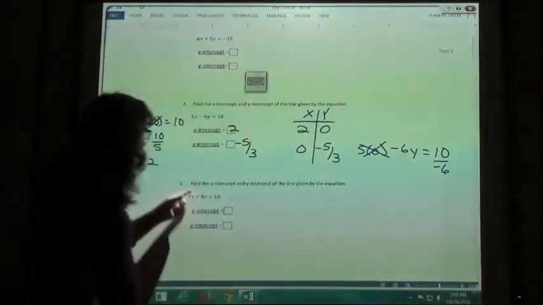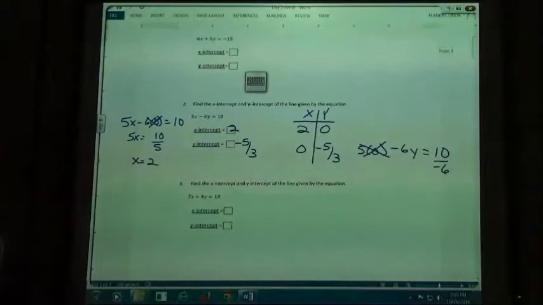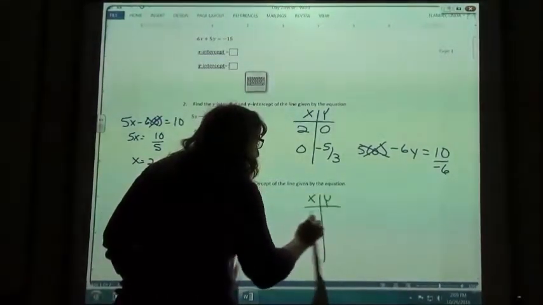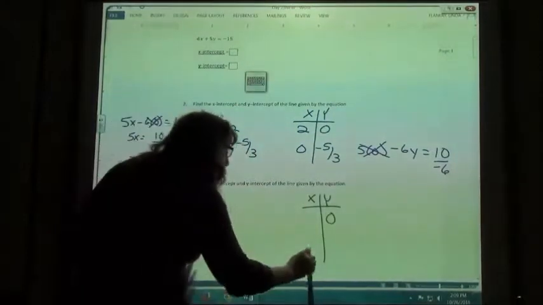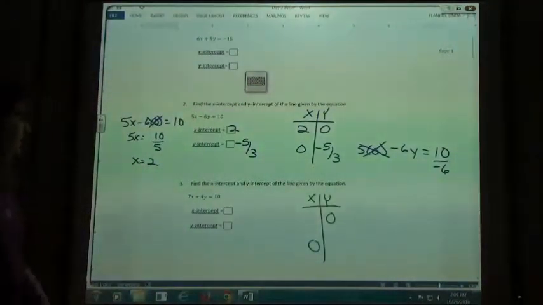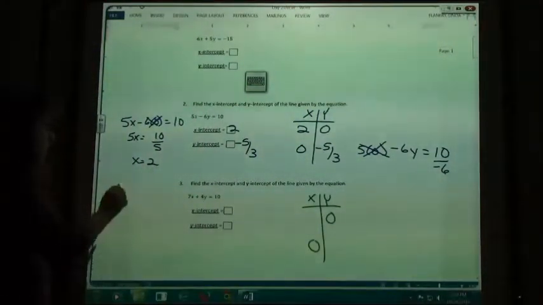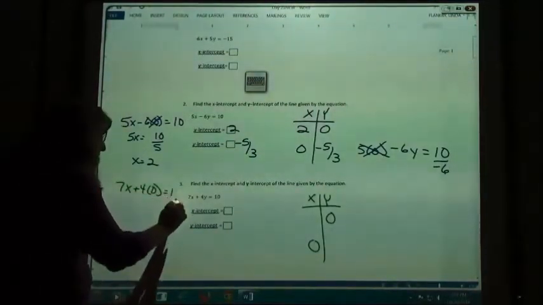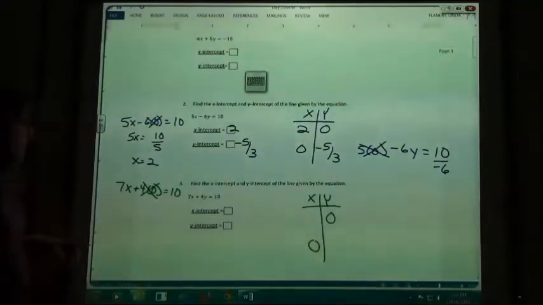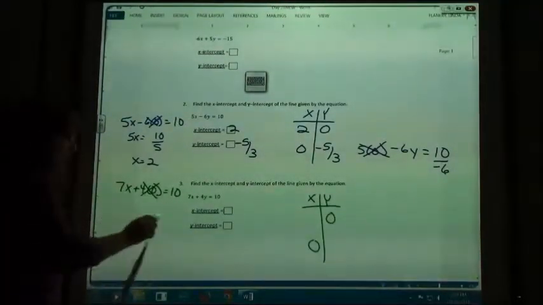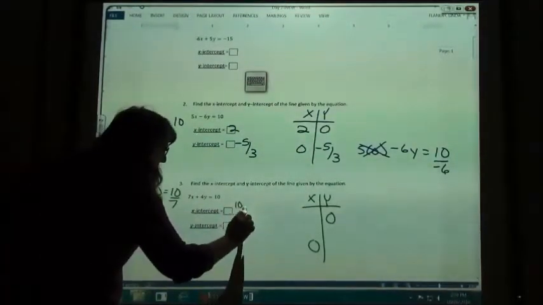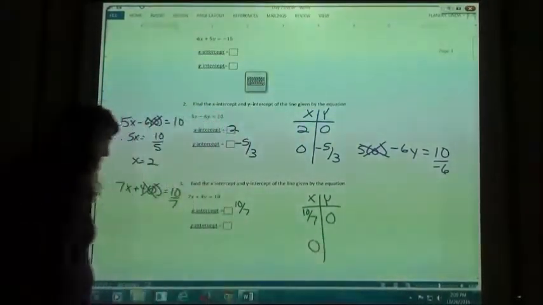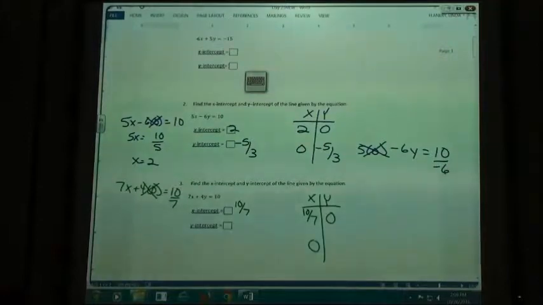Number 3, same kind of thing here. I'm finding my x and my y-intercept. So for my x-intercept, y is 0. For my y-intercept, x is 0. So putting 0 in for my y, 7x plus 4 times 0 equals 10. Gets rid of my y term. 10 divided by 7, can't do much with, so 10/7 is going to be my x-intercept.